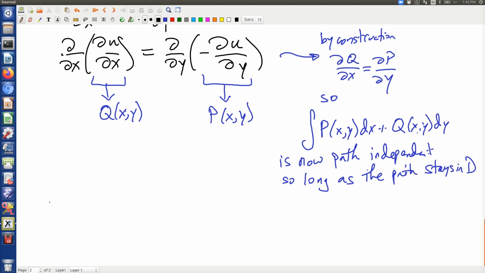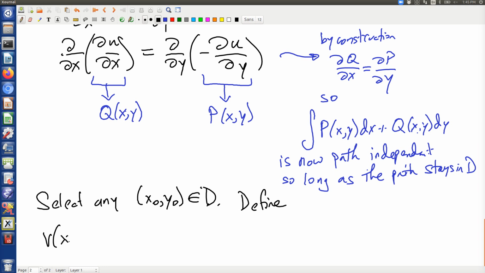Now let me pick a point. Let me select any point in D and just focus on that point and use it to define a new function, V of x and y. I'm going to define it as the path integral starting at x naught, y naught, this arbitrary point I've picked, and going to x, y, to any other x, y that lies in D. This integral that I'm going to write is going to be path independent.